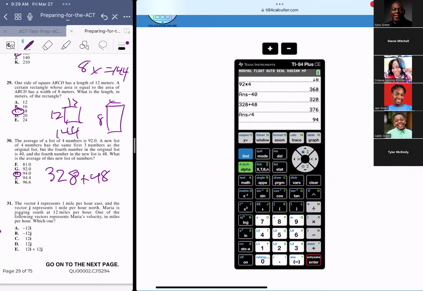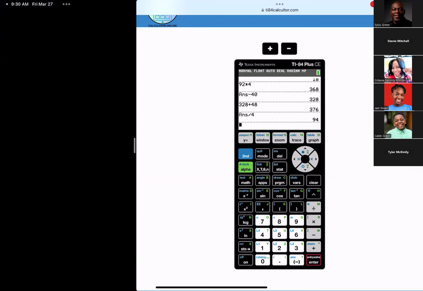Because what we did was we said, all these numbers have to add up to 368. One of them is 40, so we can subtract 40. Then instead of 40, we're going to have 48. And then after that, what's the new average? Well, you have to divide the sum of all those numbers by 4. And that's how you would get 94.